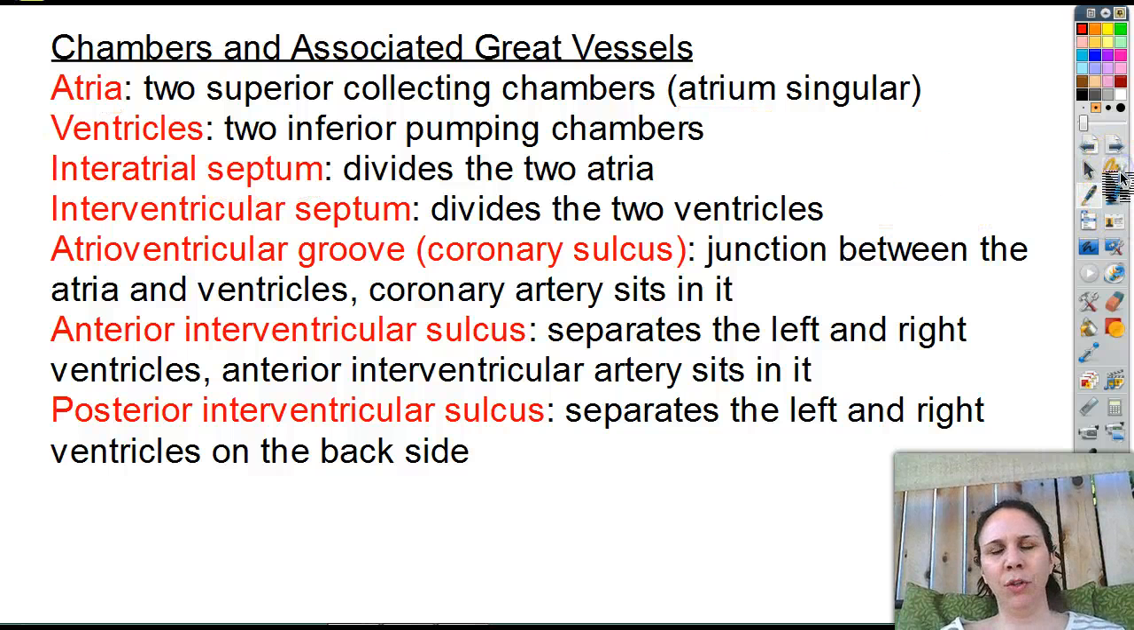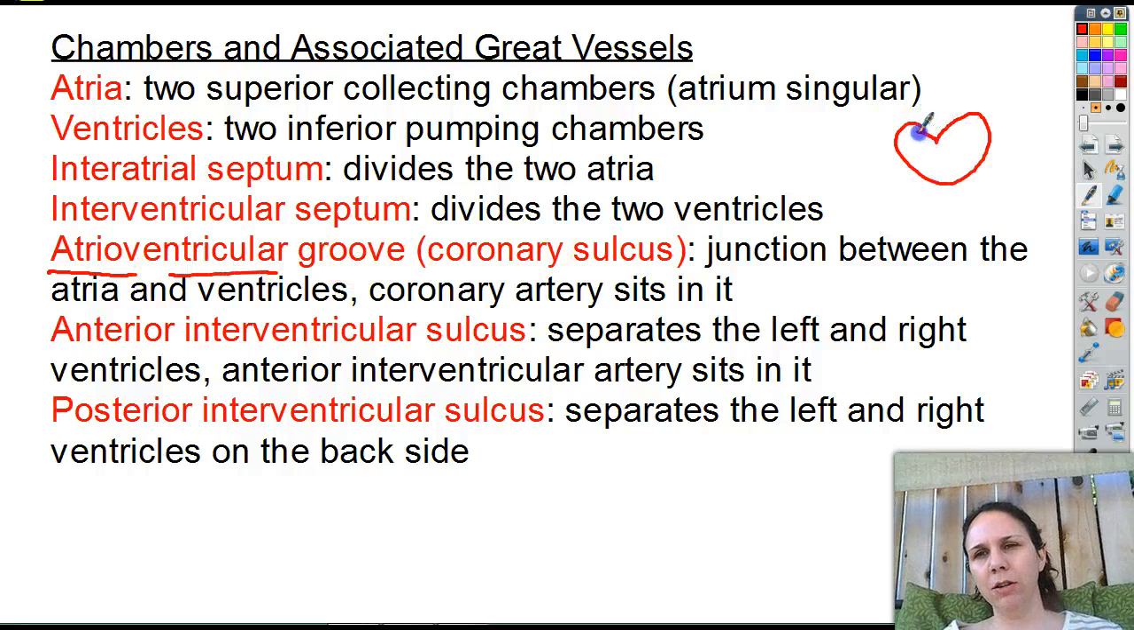Now when you look at the heart, there's grooves, so it's not completely smooth. There's dips in there. Those dips or grooves show where things come together on the inside of the heart. So the atrioventricular groove, as you can imagine, if this is my heart, it's a groove that goes around like this, also called the coronary sulcus, because coronary means crown, and this looks like a crown around the outside of the heart. So that just separates the atria from the ventricles.